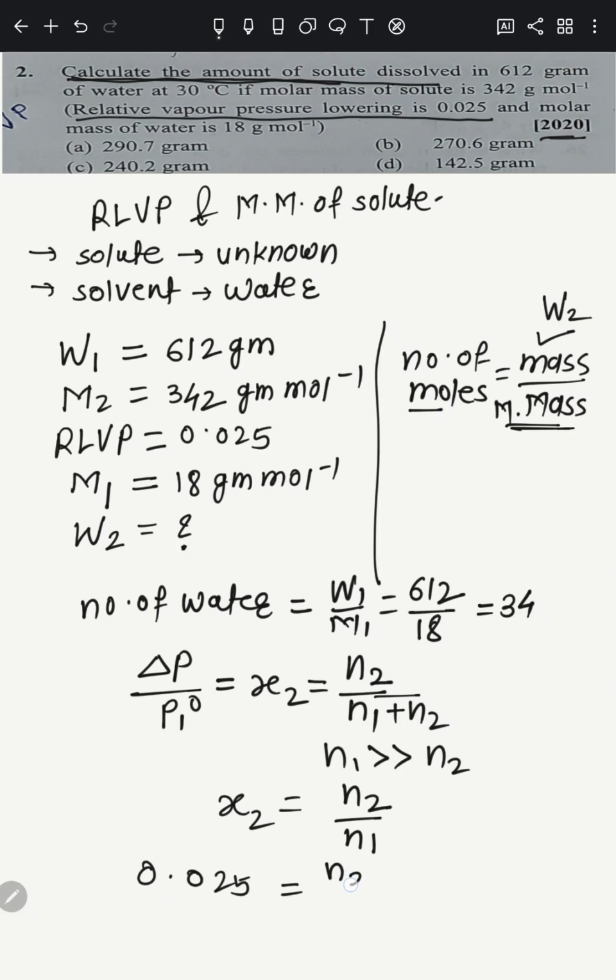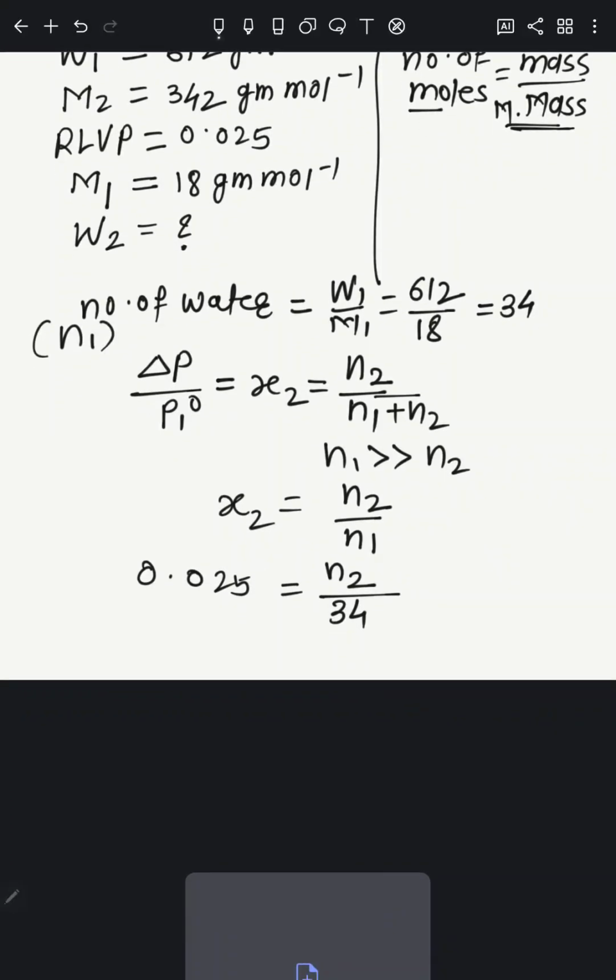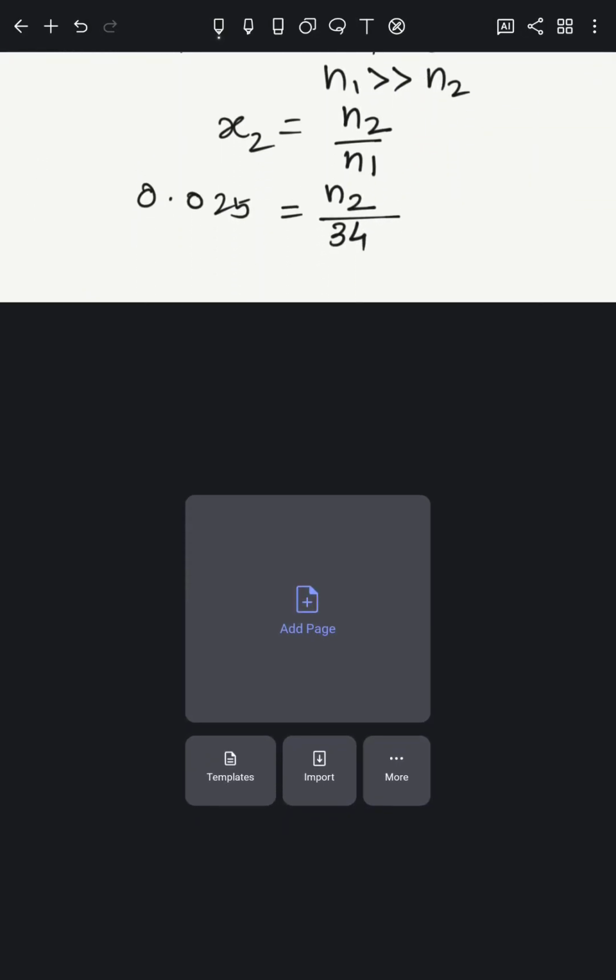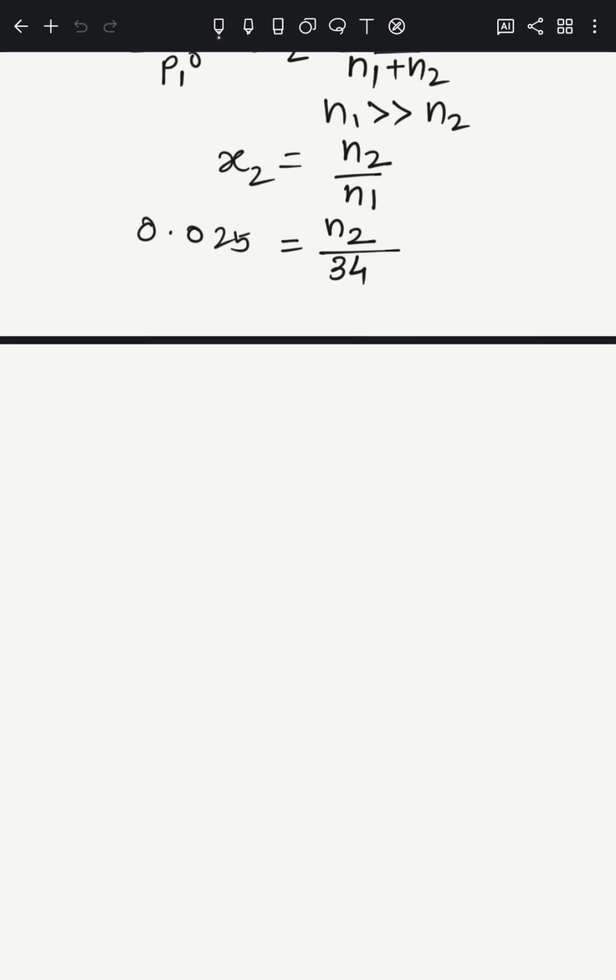So what is the N2 then? If I talk about x2 equal to N2 upon N1, x2 ची व्हॅल्यू किती आहे? It is 0.025. What is the value of N2? That we don't know. N2 ची व्हॅल्यू आपल्याला माहिती नाही. N1 ची व्हॅल्यू आपण आता काढली, that is the number of moles of water. It is 34. If I continue the same calculation, I will get N2 equal to 0.025 multiplied by 34. The answer is 0.85.